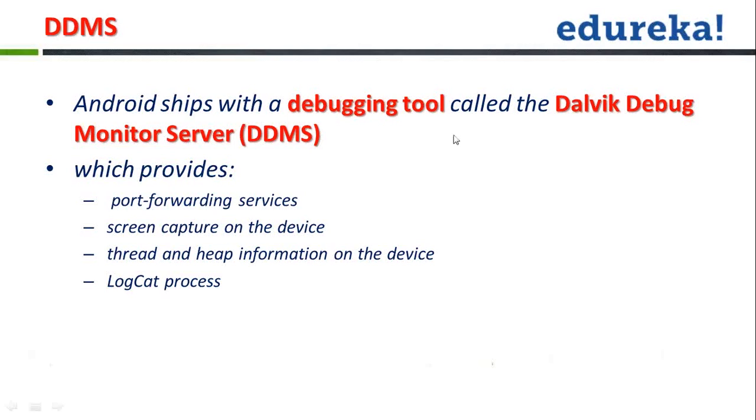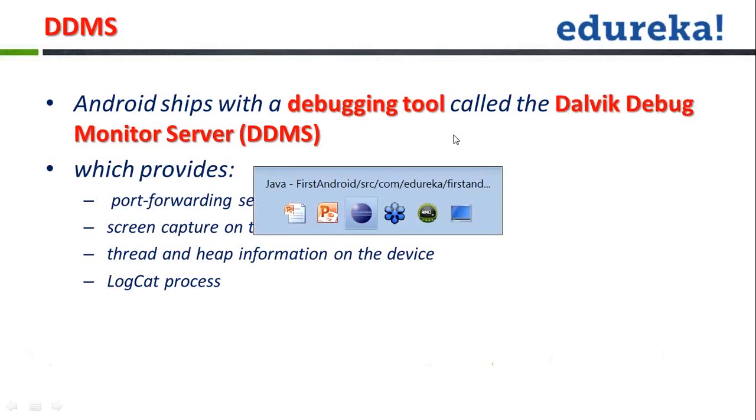It provides you with various features, like port forwarding, for example, if you want to forward from one port to another. Screen captures from the device, that is, whatever is running on the device, you want to save as an image. The various threads and the heap information on the device, that is, if it is a multi-threaded environment, what all are the threads running, what is the heap area that gets allocated to the device, and the LogCat. Let me show you something here.